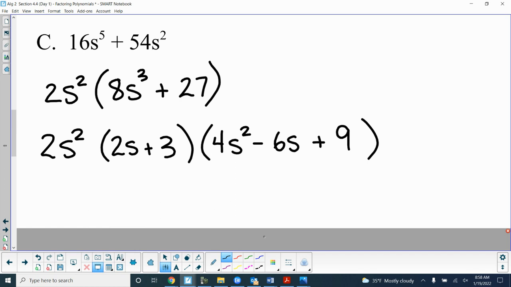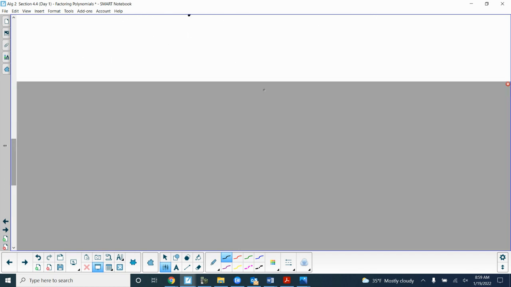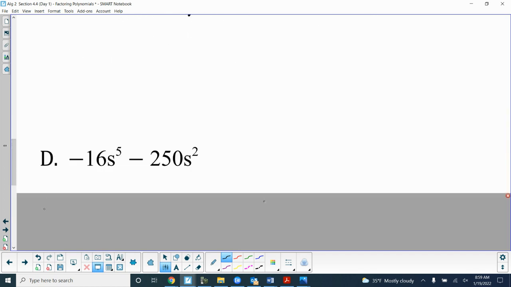Questions? Everyone understand where we got all those? Take the cube root for the 2s and the 3. Square the 2s for the 4s squared. Multiply those together for the 6s, with opposite signs. Square the 3 to get the 9, always plus. I think there's a D. You guys try that one.